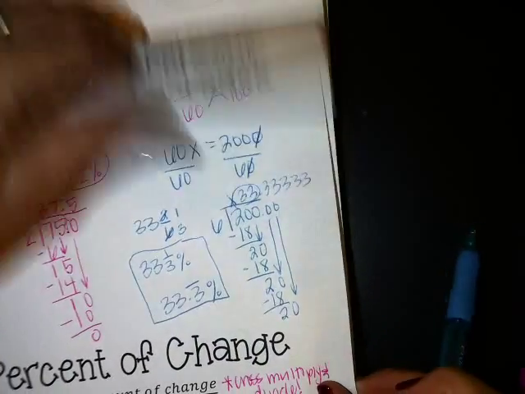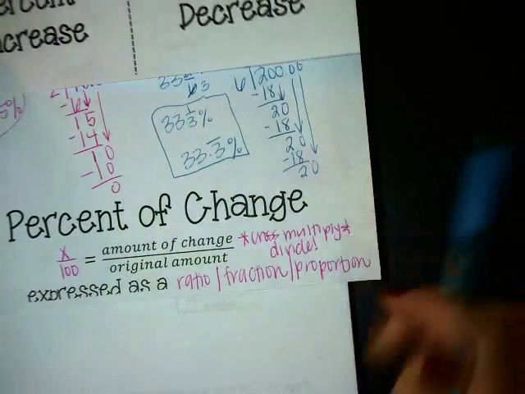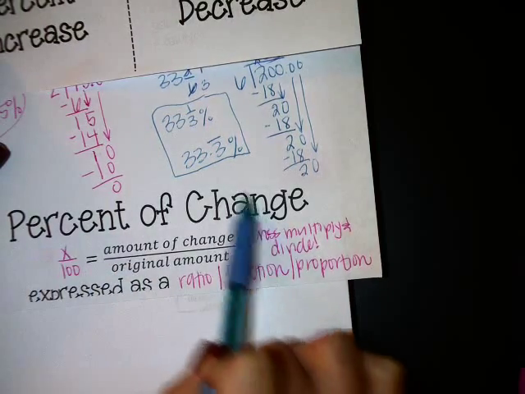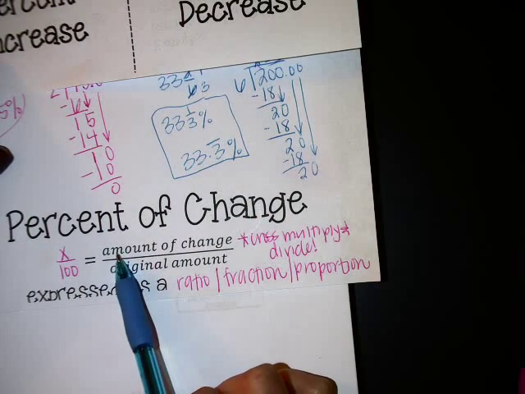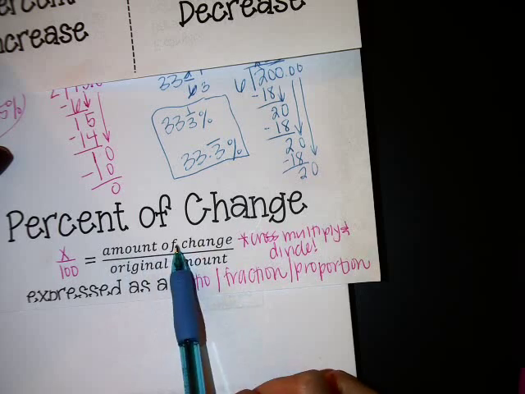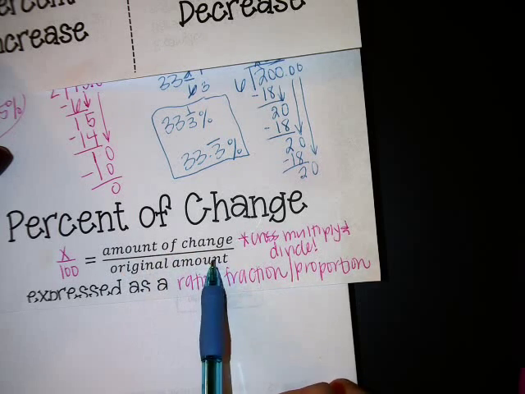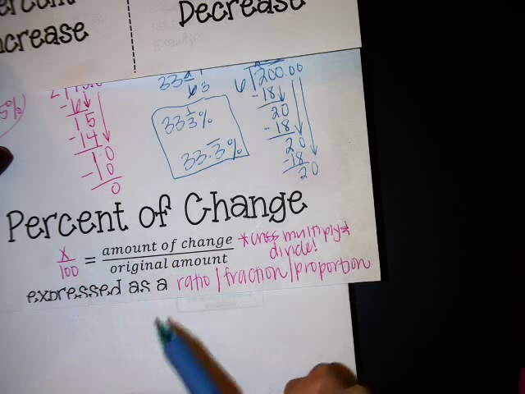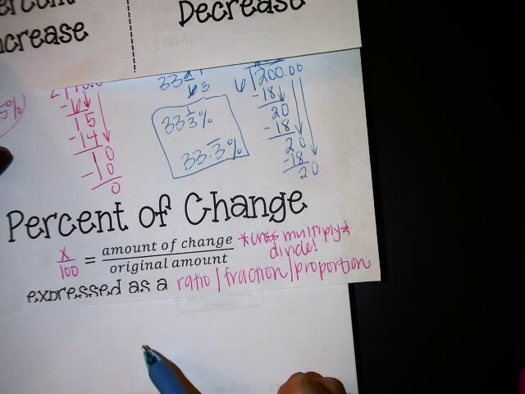So those are 2 examples of percent increase and decrease, and here is the percent of change, whether it's an increase or decrease. You find the amount of change, you divide that by the original amount, and it equals X over 100 to get the percent. So this one is just a couple examples.